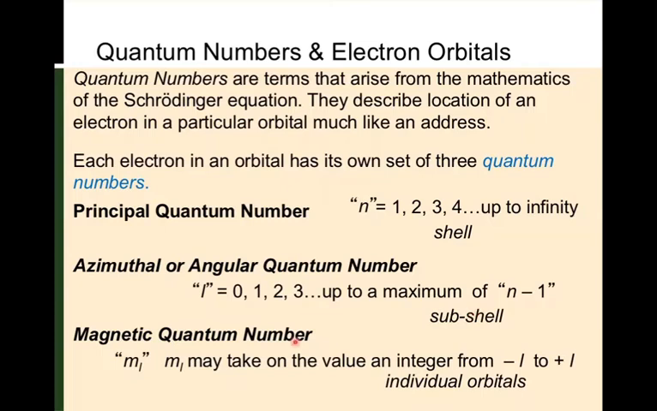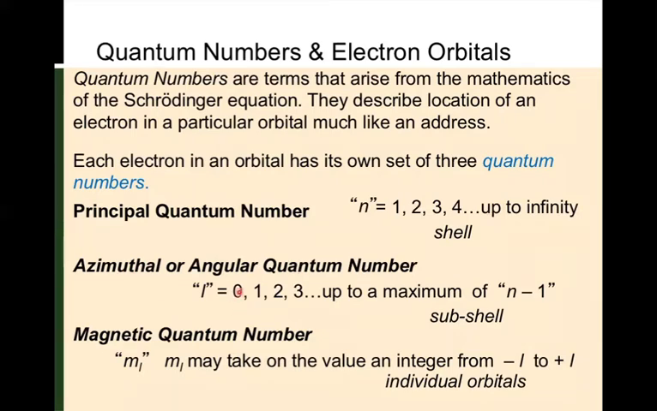So this is a subshell. And then we have a magnetic quantum number, ML. ML may take on the value of an integer from minus L to plus L. These are the individual orbitals. So we have 3 quantum numbers right now. We'll add a 4th later, but for now we have 3. We have the n, which is the principal quantum number. So our ground state is n is equal to 1. Our first excited state is n is equal to 2, and so on up to infinity. Infinity is the point at which we ionize the electron.